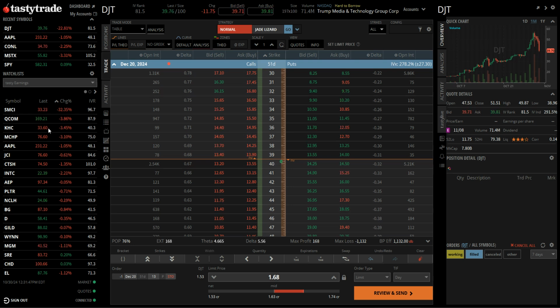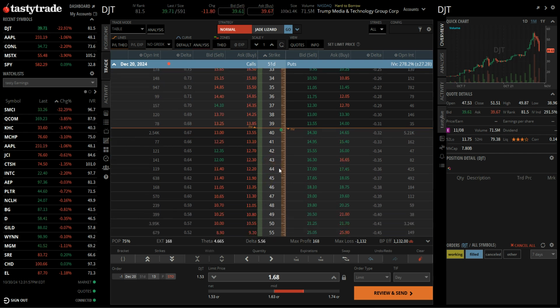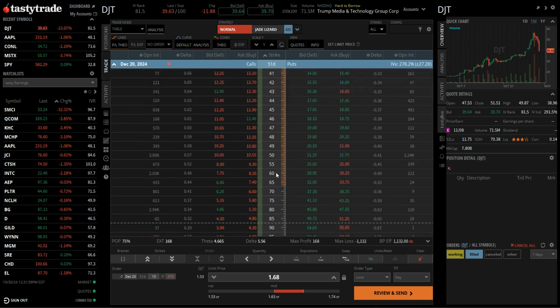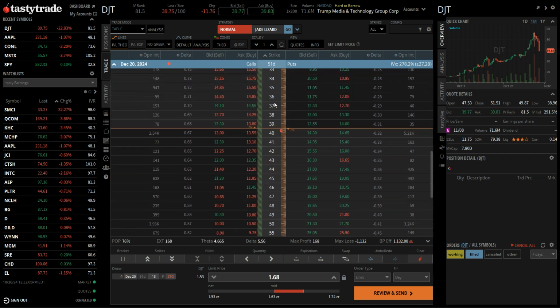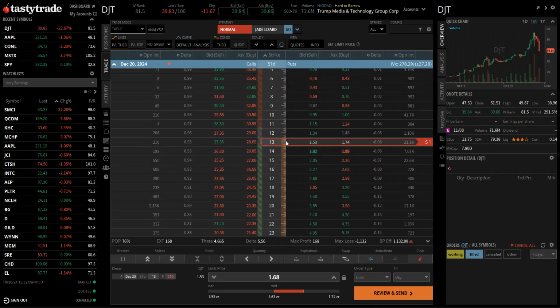Tasty gives us expected move. What does it mean? It means that the stock should trade, the market makers assume, you see all this brown line, should trade in the next 51 days by option expiration anywhere between 65 on the call side at max to all the way here to 13 on the put side. Now can it go higher or lower? Of course, but this is the expectation, anywhere between 13 and 65.